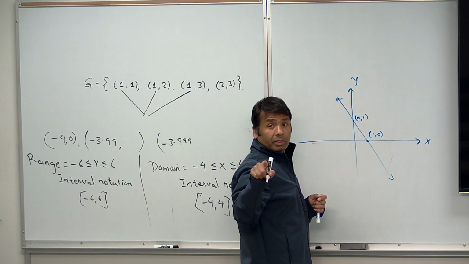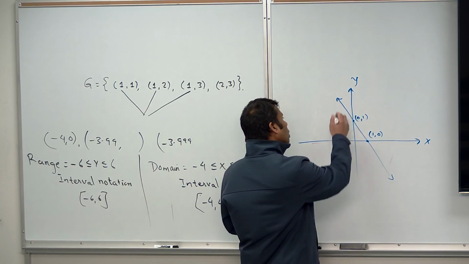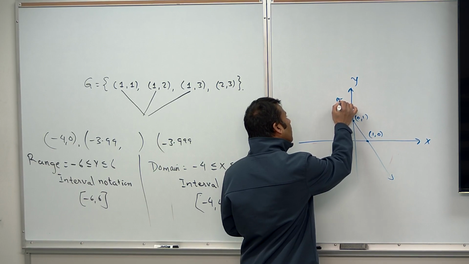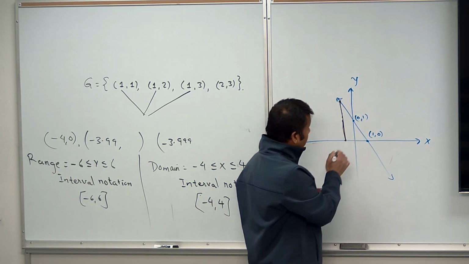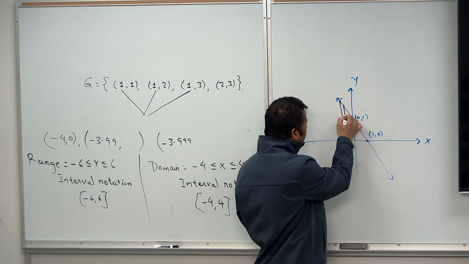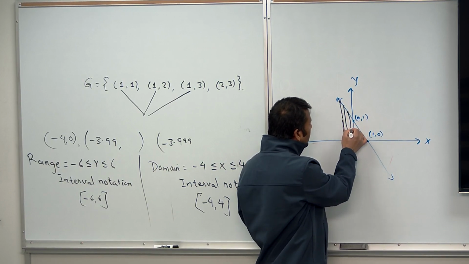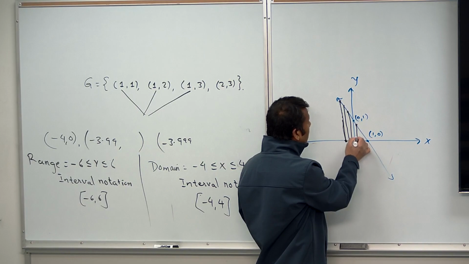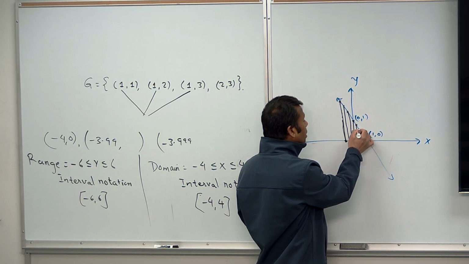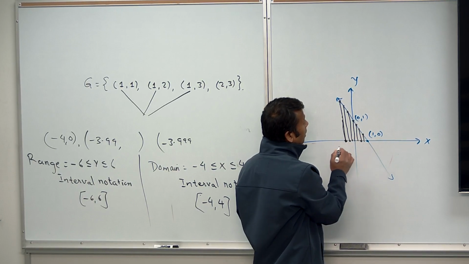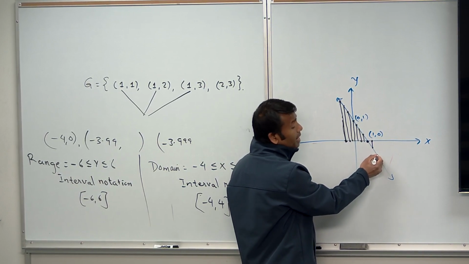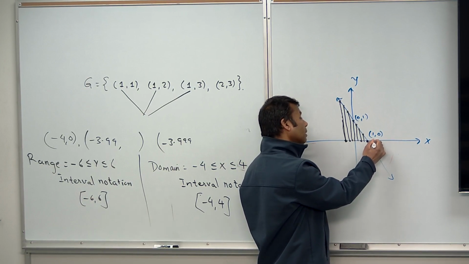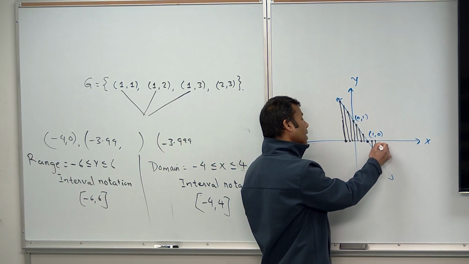The domain is the set of all x values. Look here, for this point, your x value is here. Are you with me? If you consider the point here, your x value is here. Likewise for each of these points, your x value is right here on the x-axis.